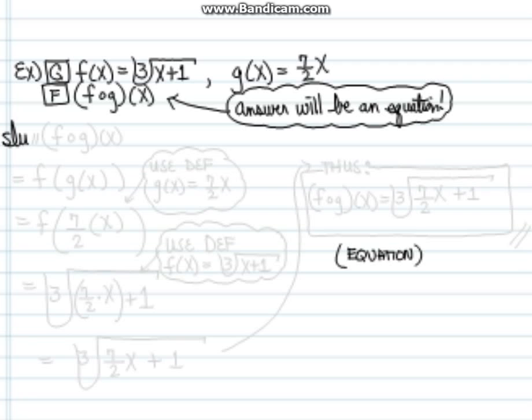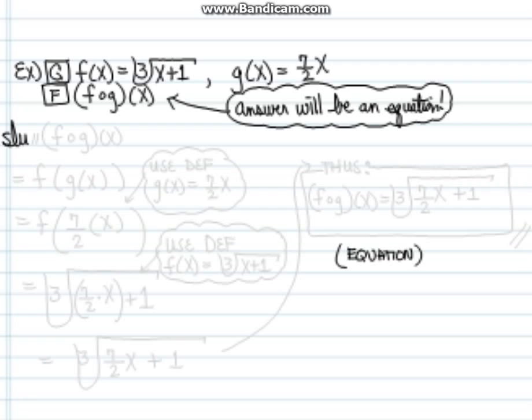Okay, we're given f of x equals the cube root, the third root, of x plus 1, and g of x is 7/2 times x. Again, you'll notice that the x is not in the denominator down below, it's in the numerator up above, so that's 7x over 2. Find f composite g of x.